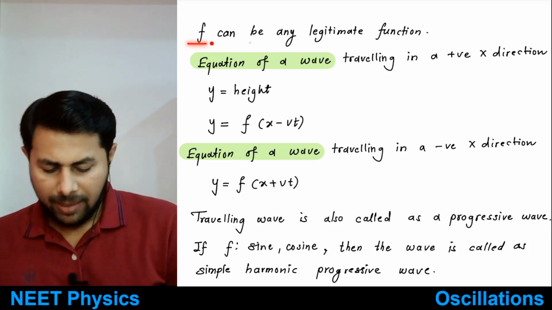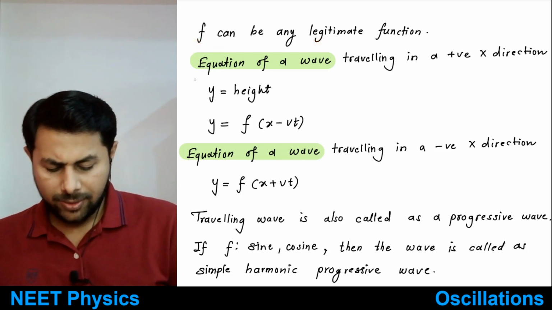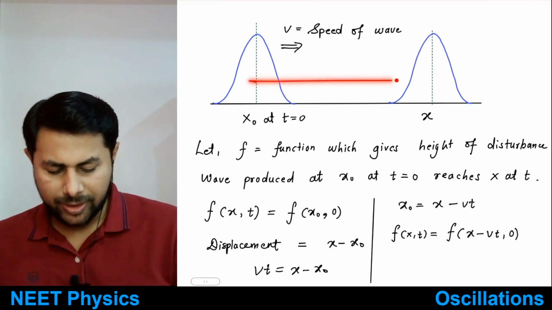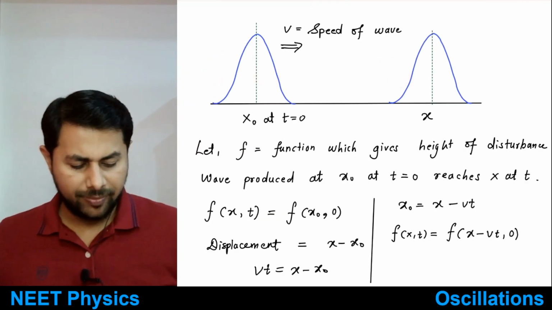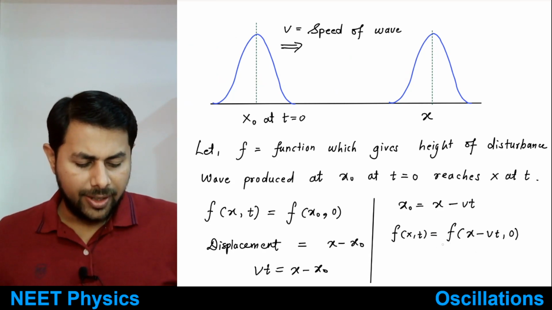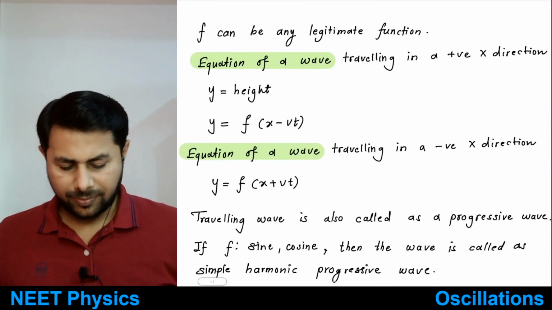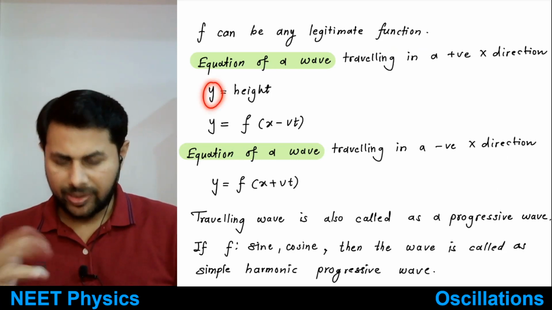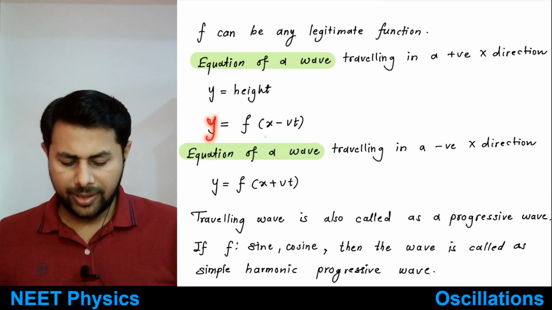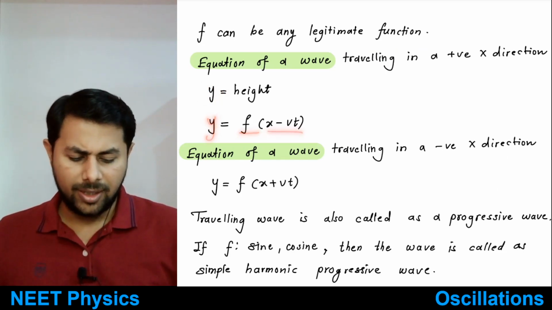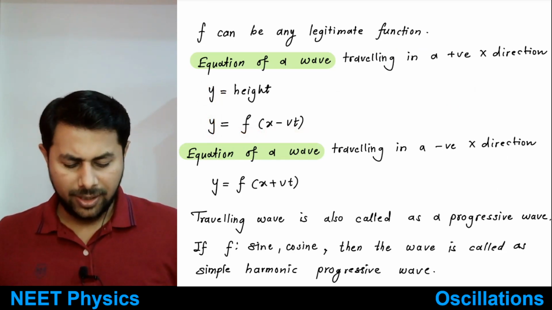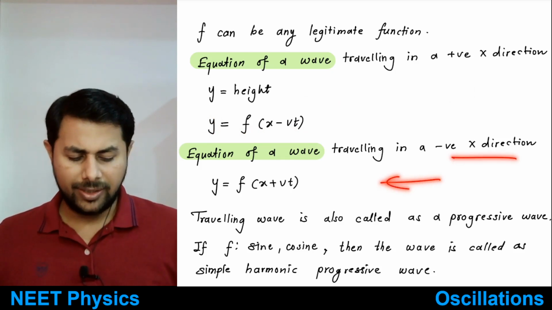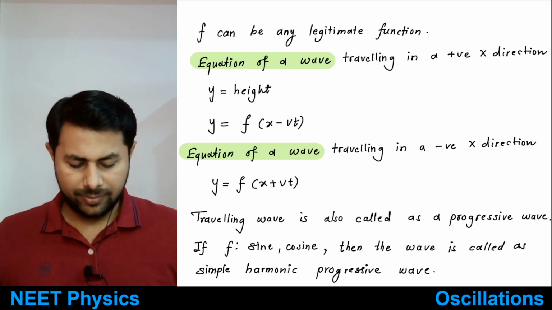So f can be any legitimate function. This was the equation of a wave traveling in the positive x direction, where we had f of x minus vt. Suppose the height is denoted by y. Then y would be f of x minus vt if the wave is traveling in the positive x direction, and y would be f of x plus vt if the wave is traveling in the negative x direction, right?